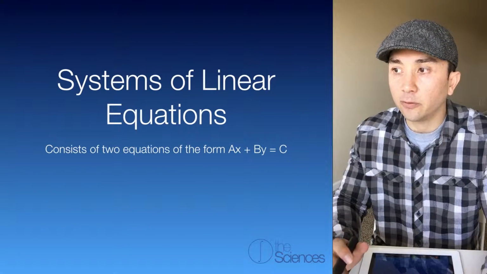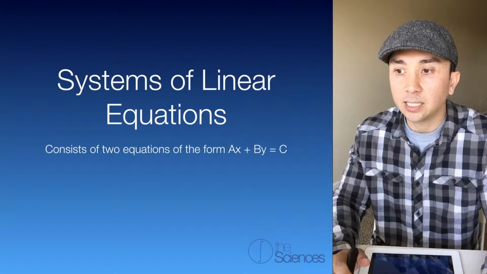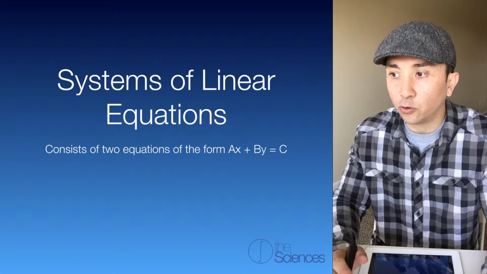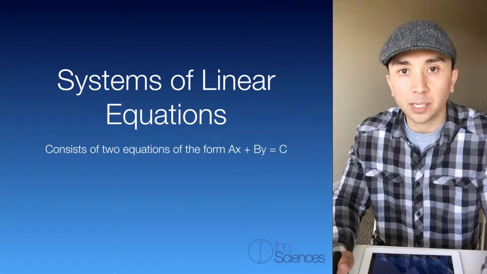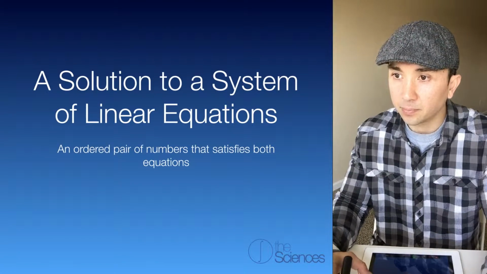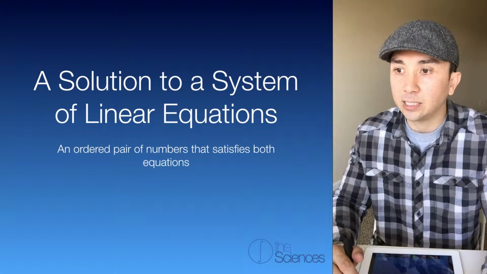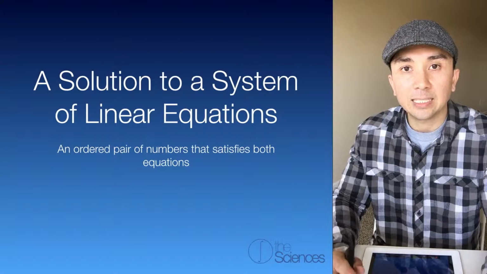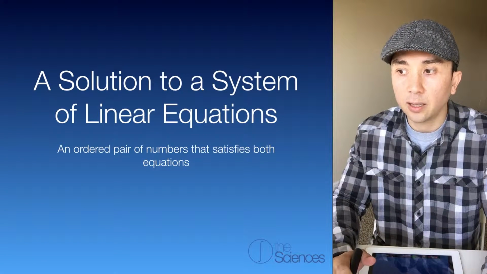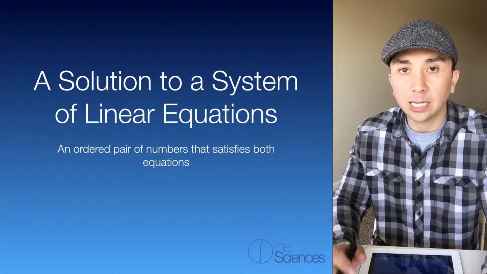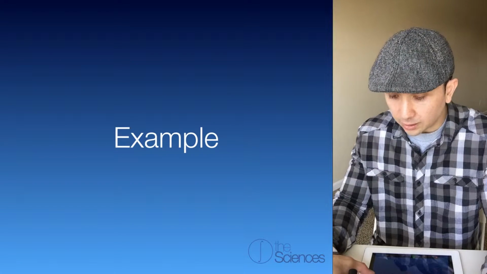Now, systems of linear equations consist of two equations of the form ax plus by equals c. A solution to a system of linear equations is an ordered pair of numbers that satisfies both equations. So let's do an example.